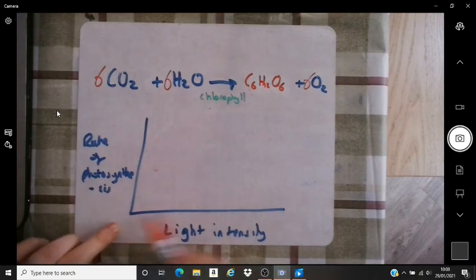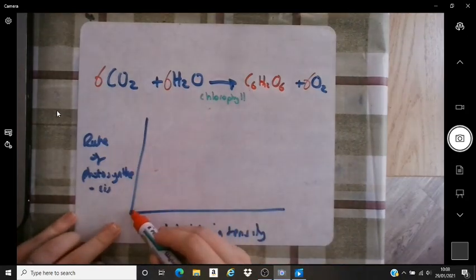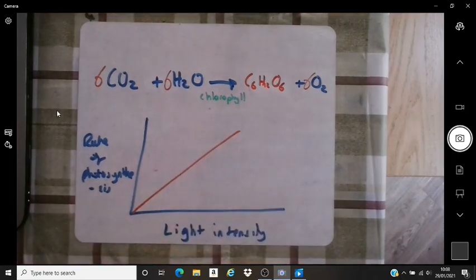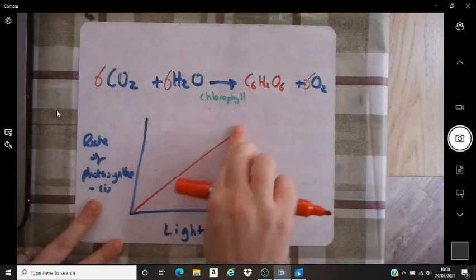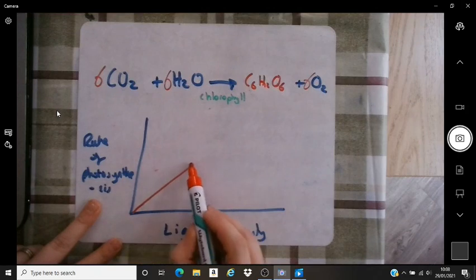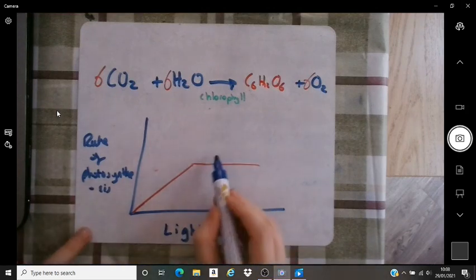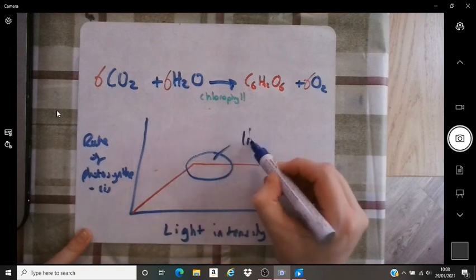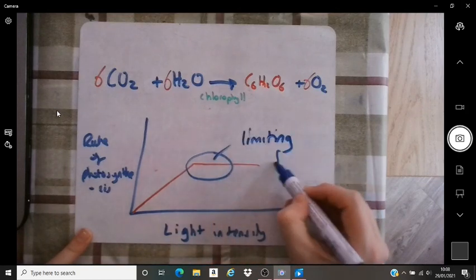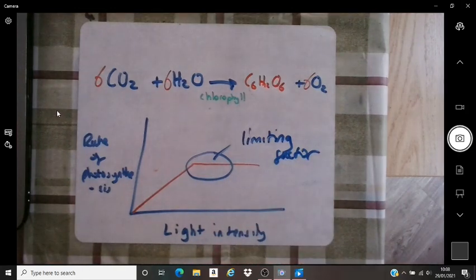We'd expect, the greater the light, more photosynthesis. You'd expect a reaction like that, wouldn't you? But in reality, it will probably do that at the start, and then eventually it'll just level off. And they always level off because of a limiting factor. Maybe there's not enough carbon dioxide. Maybe there's not enough chlorophyll. Maybe there's not enough enzymes. Maybe the temperature's limiting. And there's only so many reactions you can do per second.